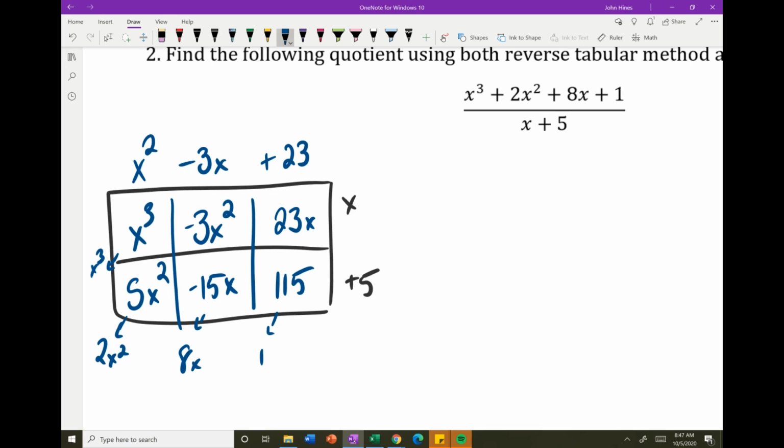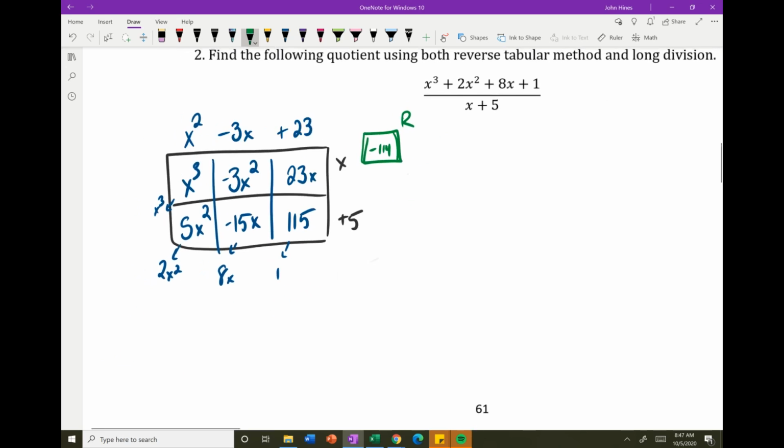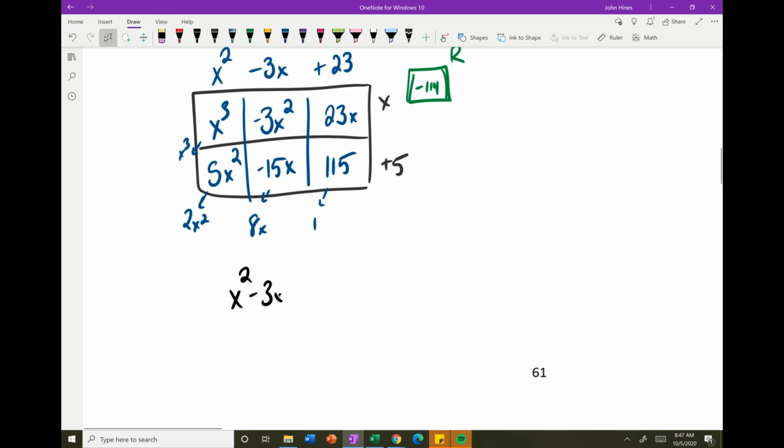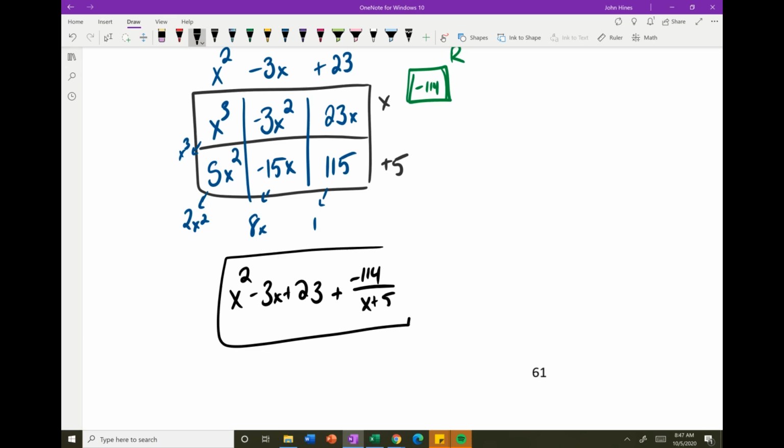So notice that that last box isn't matching up like we're used to having. So what this tells me is I have a remainder. I kind of have another box here. What's my remainder box? Well, what in 115 makes 1? What plus 115 makes 1? Well, -114 is my remainder. -114 and 115 makes 1. So my final answer is x squared minus 3x plus 23 plus my remainder divided by my divisor, whatever I divided by. Quotient plus remainder over divisor.